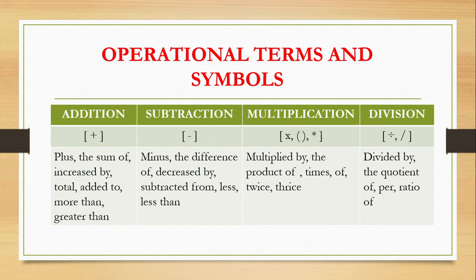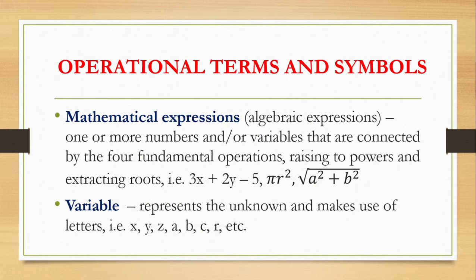And then we have the operation terms and symbols. We know that since elementary, alam mo na yung addition, subtraction, multiplication, and division, di ba? Alam mo rin mga symbols nila. And then as for mathematical expressions, these are one or more numbers and or variables that are connected by the four fundamental operations, raising to powers and extracting roots. For example, we have 3x plus 2y minus 5, or pi r squared, or square root of a squared plus b squared. The variable represents the unknown and makes use of letters, for example x, y, z, a, b, c, r, etc.